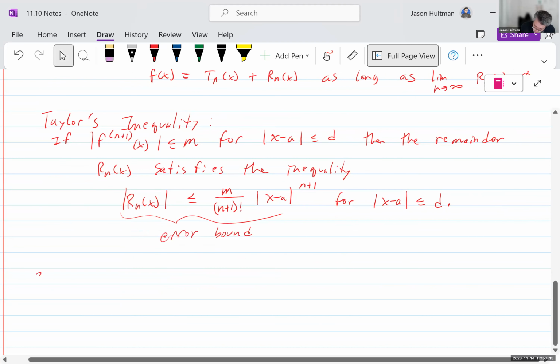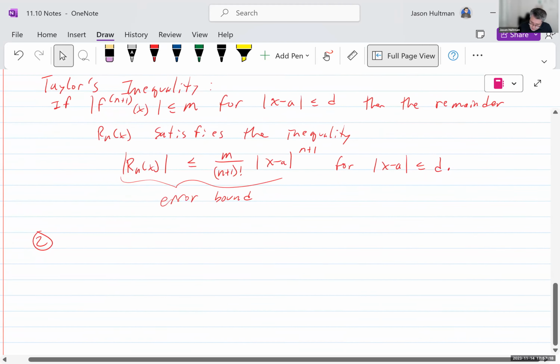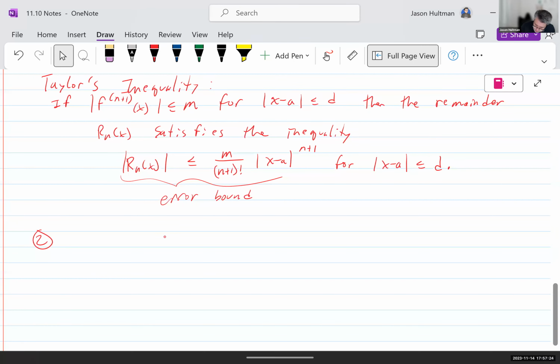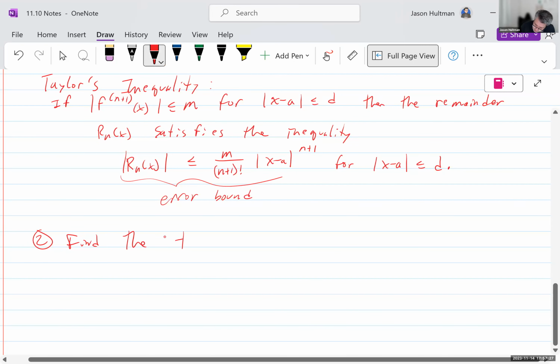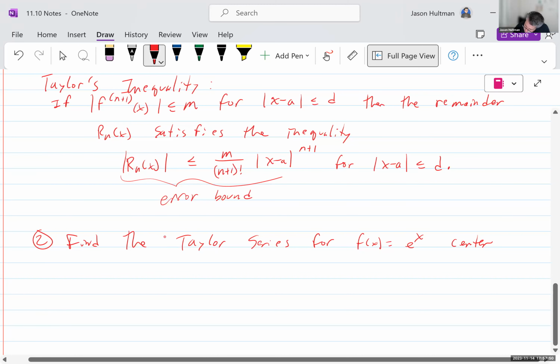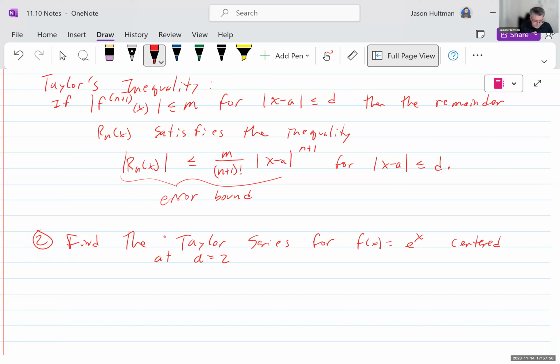Okay, number 2. Okay, let's see what we get here. Find the Taylor series for f of x equals e to the x centered at a equals 2. Let's say this is centered at a equals 2. Okay.